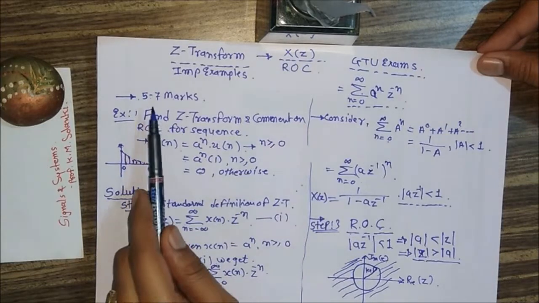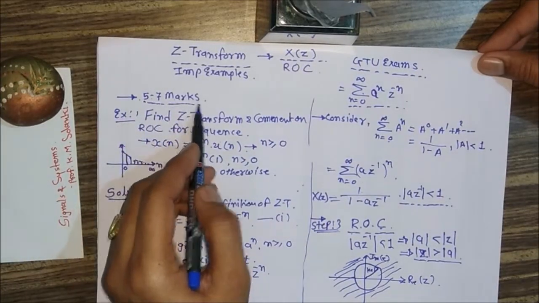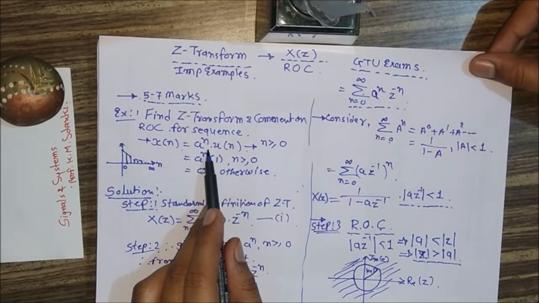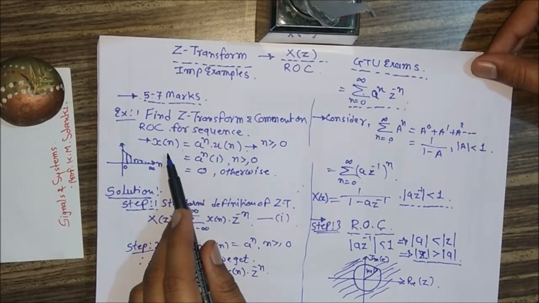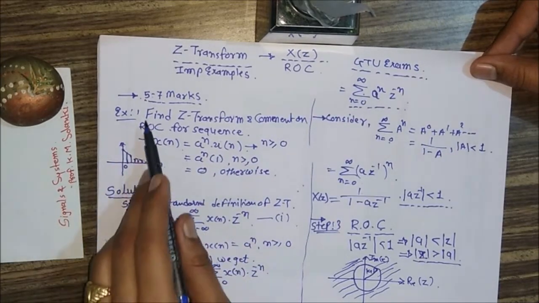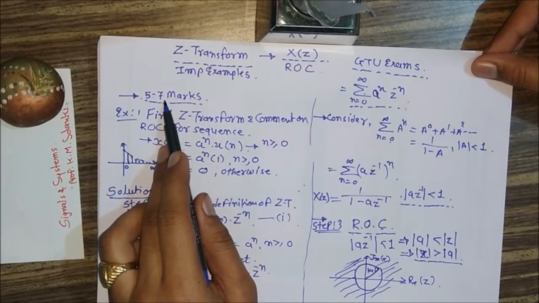This whole example will carry 5 to 7 marks in our GTU exam. It can also be asked in combination with other sequences, so x1(n), x2(n), and so on. So the maximum weightage of this type of example is 7 marks.